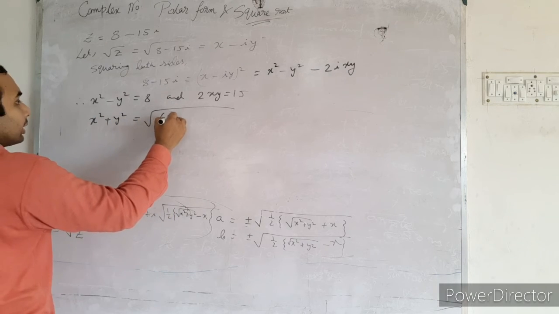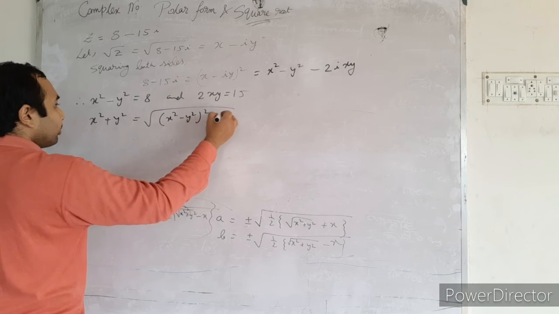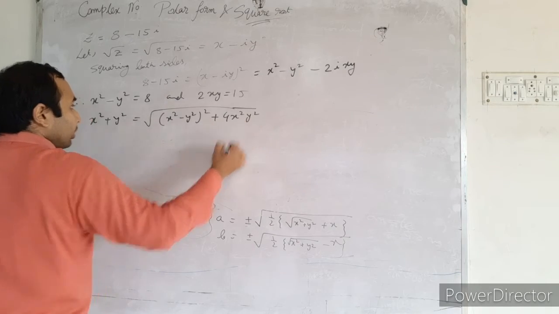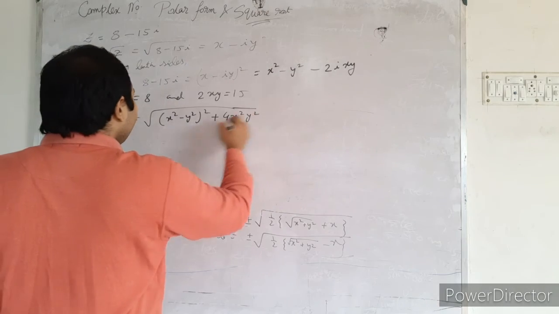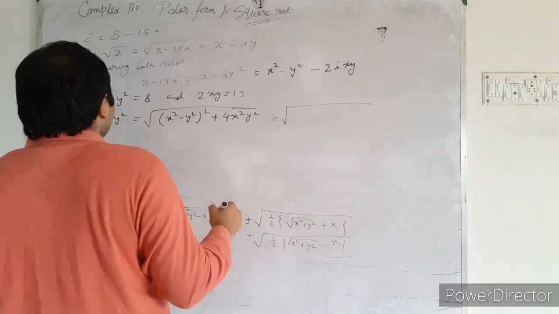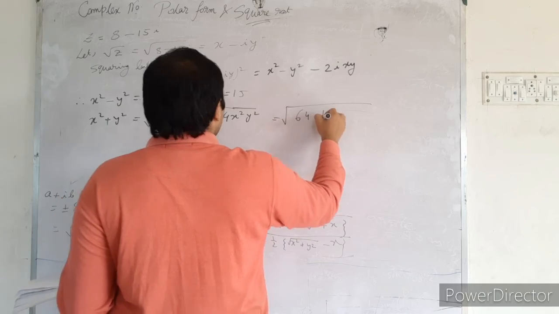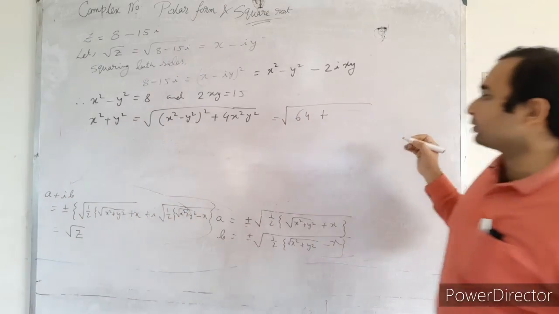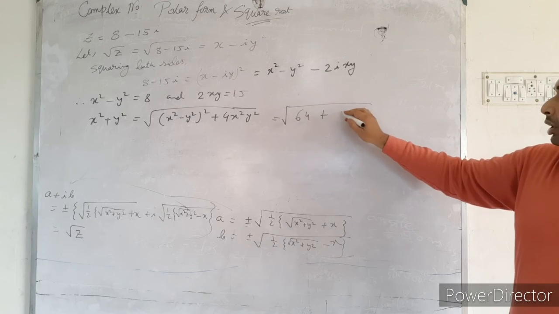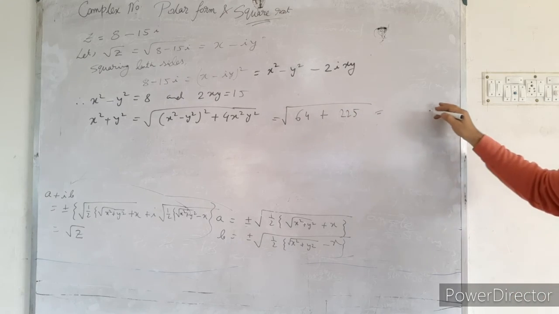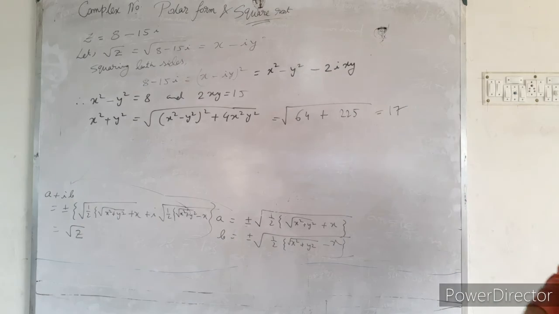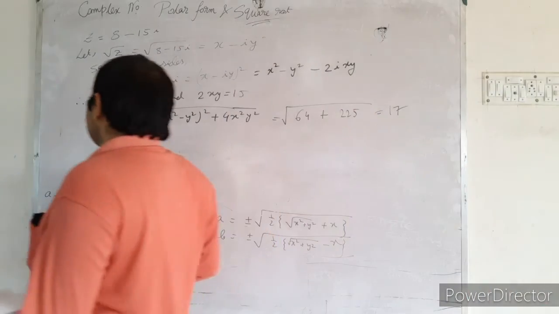So root over x square minus y square whole square plus 4x square y square. Here we are getting root over 64 plus, 4x square y square means 15 square, 15 square means 225. So definitely the answer is coming root over 289, so it is coming 17 only. So x square plus y square is 17.